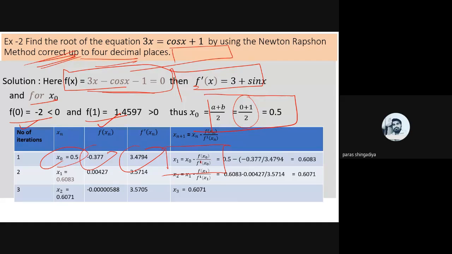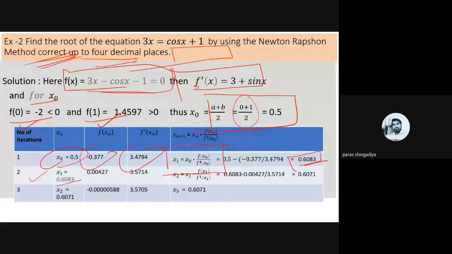Use all three values in the formula, that is x0 minus f of x0 upon f dash of x0. Now replace the values 0.5, minus 0.377, and 3.4794 in that and simplify; the solution will be 0.6083. Consider the 4 digits after the decimal because it is required in the answer, correct up to 4 decimal places. So repeat this procedure for the second iteration.